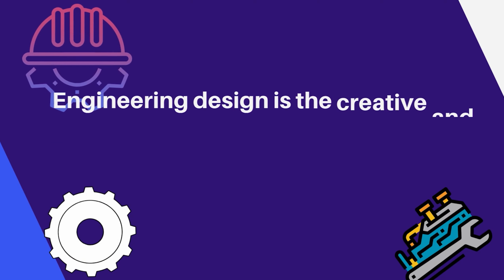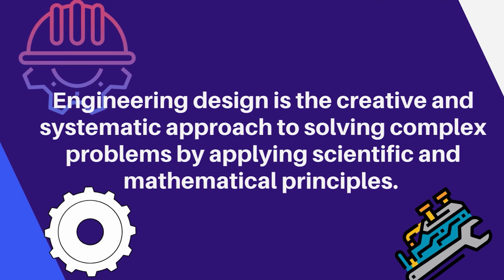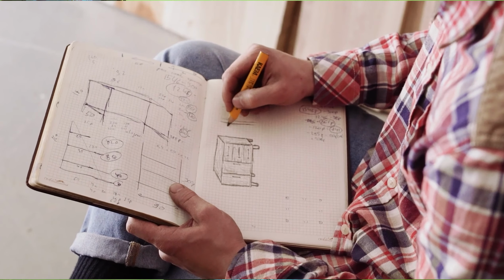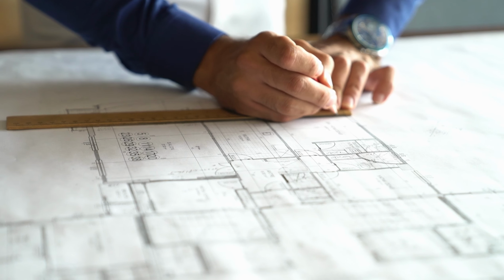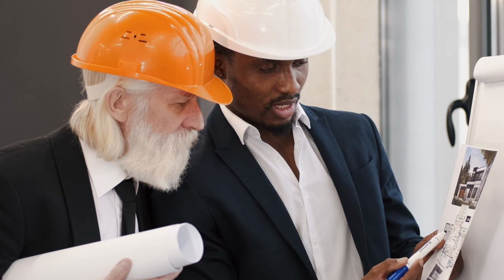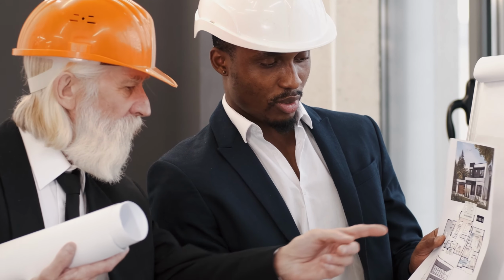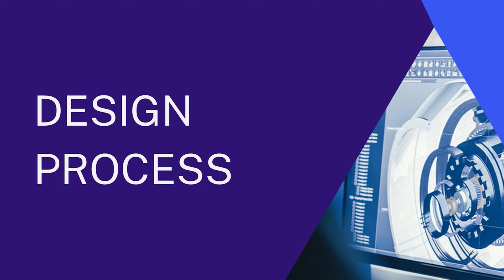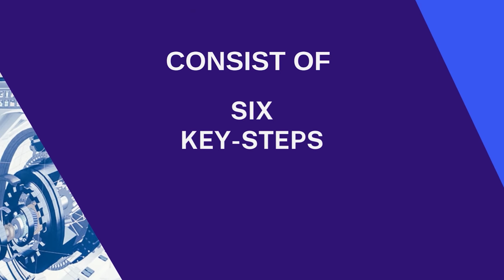To explain further, engineering design is the creative and systematic approach to solving complex problems by applying scientific and mathematical principles. It involves a multi-step process that ensures the successful realization of ideas into tangible products, structures, or systems. The engineering design process typically consists of 6 key steps.